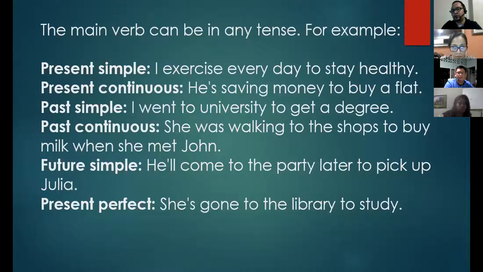Future simple, when we talk about the future, tomorrow, 2 days ahead, next year, in 10 years, in 5 years. So that's why we use the future simple. He'll come to the party later to pick up Julia. Okay, en este caso estamos hablando de un tiempo en el futuro corto, a corto plazo, no a largo plazo. Present perfect, she's going to the library to study. Estamos hablando de un tiempo en el pasado, pero no mencionamos un tiempo específico en el pasado. Pudo haber sido el día de ayer, pudo haber sido 10 años atrás, pudo haber sido 2 semanas anteriores, pero no mencionamos un punto específico como en el past simple.